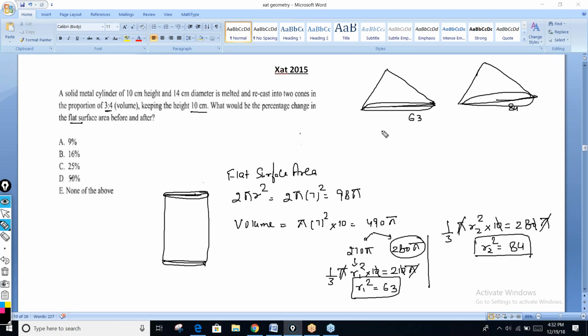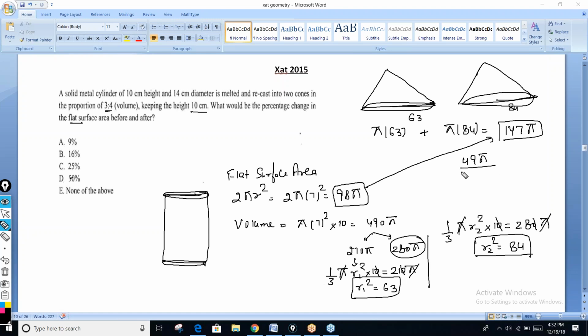So what is this flat surface area? It's pi r square, which is 63, and this is 84. So the total area comes out to be 147 pi. Earlier it was 98 pi, now it becomes 147 pi. So what is the change? It has increased by 49 pi over 98 pi into 100. So the percentage change is half, that is 50%.